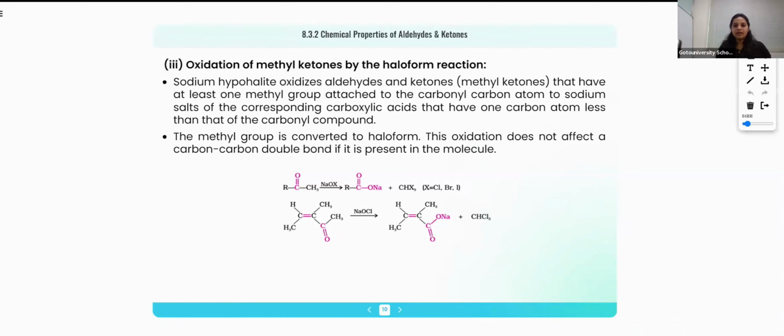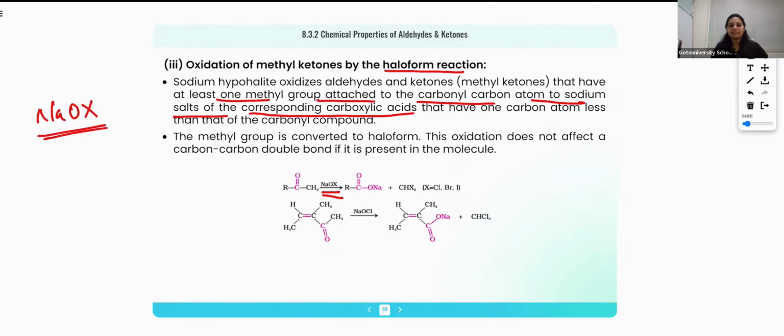Understood? Next one, oxidation of methyl ketones by haloform reaction. What is haloform? Chloroform, you know. Iodoform, you know. They are commonly called haloforms. Sodium hypohalite oxidizes aldehydes and ketones that have at least one methyl group attached to the carbonyl carbon atom to sodium salts of the corresponding carboxylic acid. What is sodium hypohalite? NaOX means sodium hypo, any halogen, it may be hypochlorite, any one. So commonly we can represent it with X, NaOX.